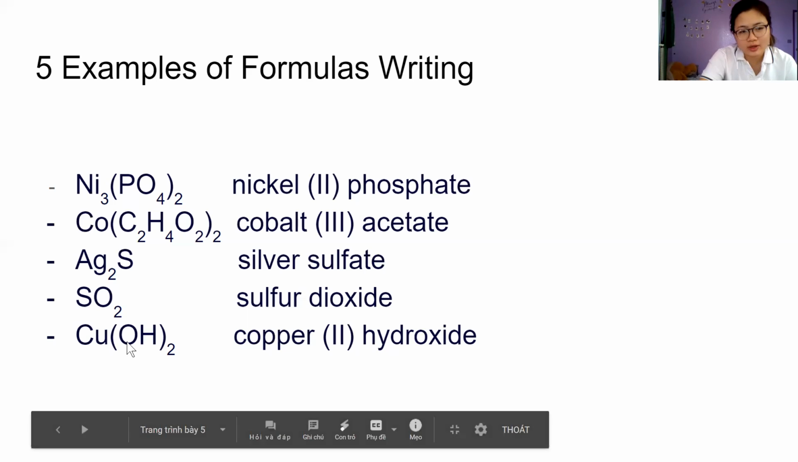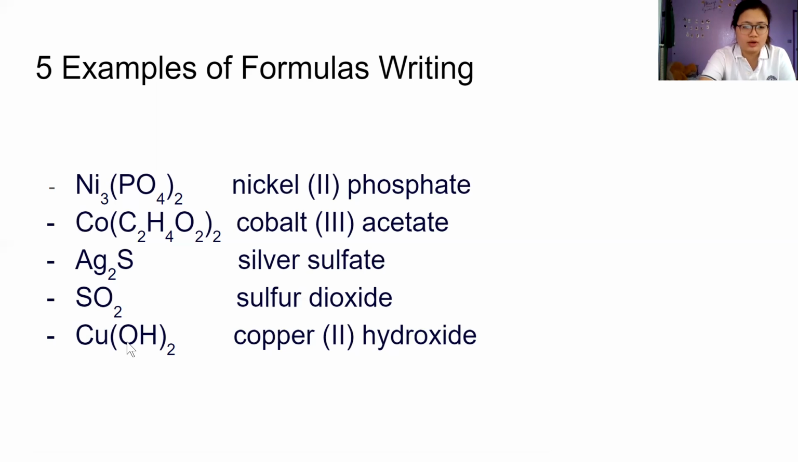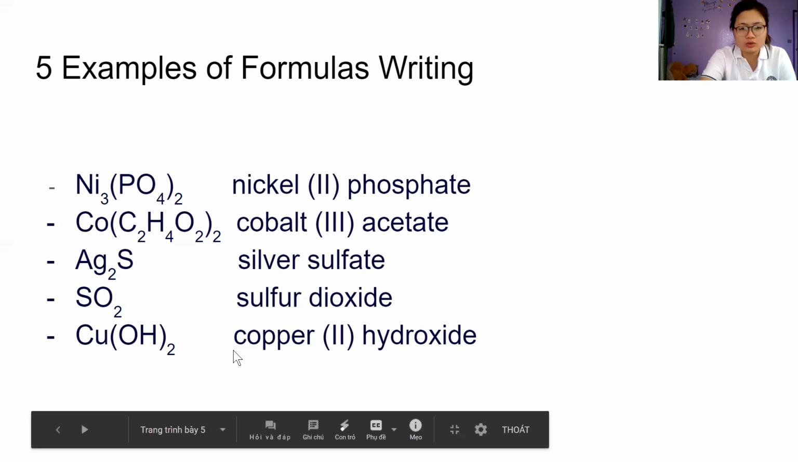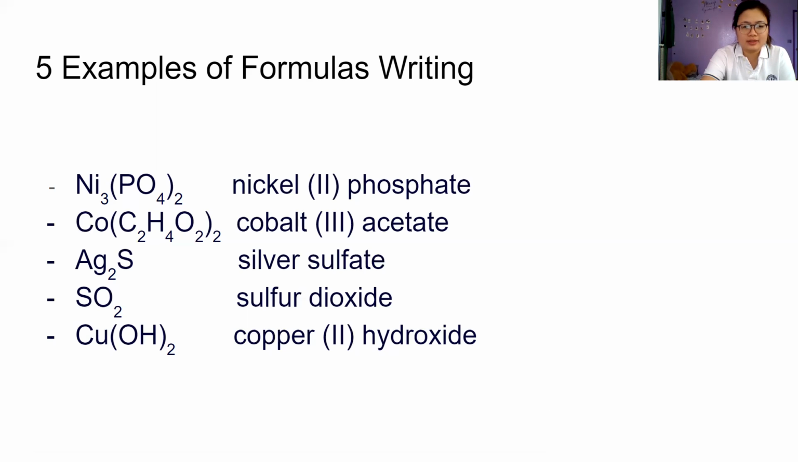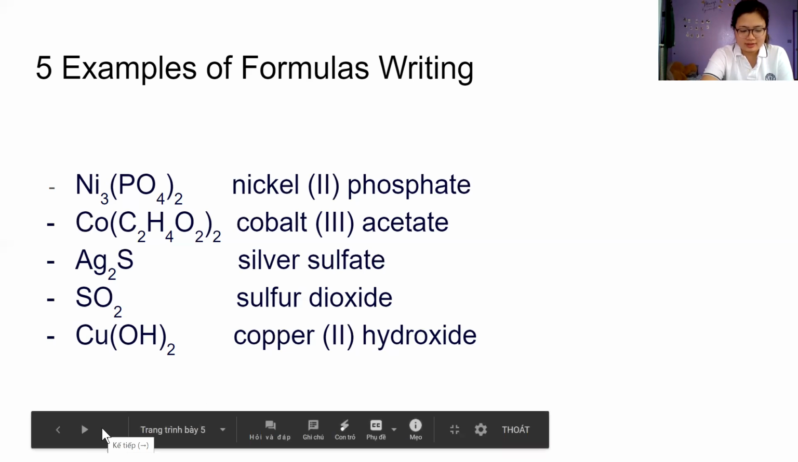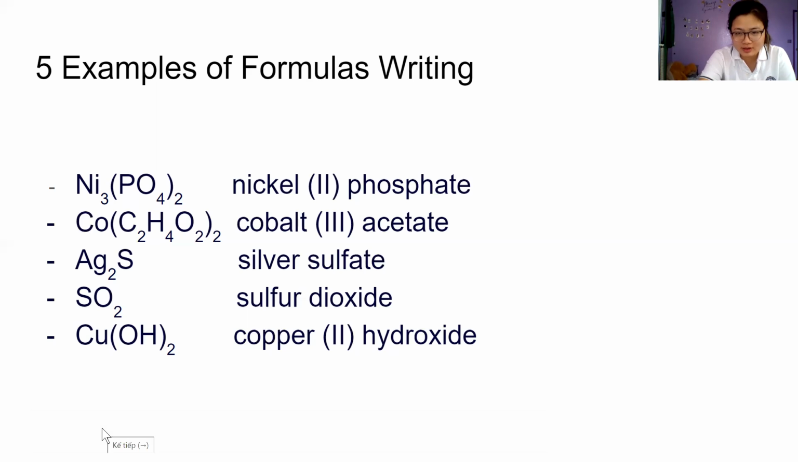And then the last one is Cu(OH)2. The name is copper 2 hydroxide. And yeah, that is my presentation about naming compounds, ionic and covalent compounds.